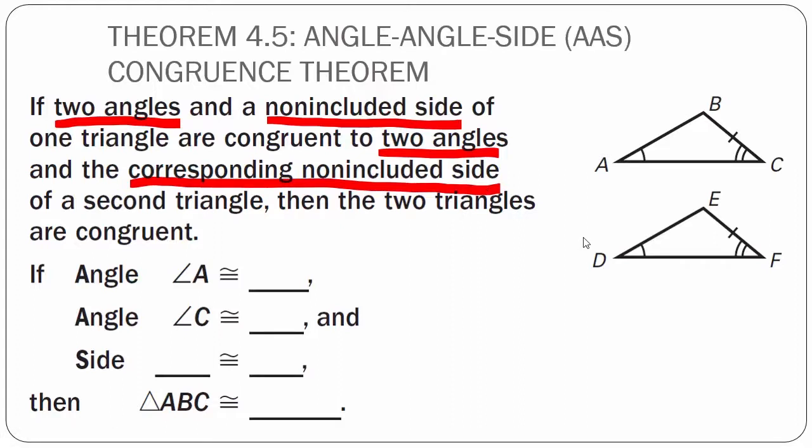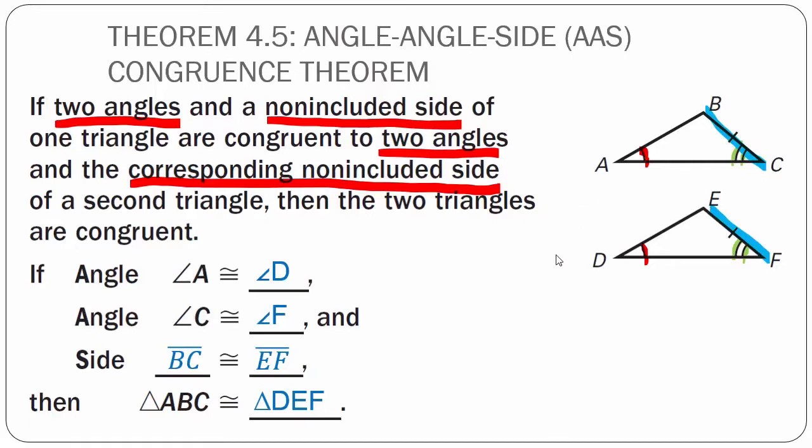In our case over here, if angle A is congruent to angle D, and we know they're congruent because they both have one arc, and angle C, which has two arcs, is congruent to angle F, which also has two arcs, and line segment BC is congruent to line segment EF. Notice that they are in the same position over here, so they're corresponding sides. Then triangle ABC is congruent to triangle DEF using the angle, angle, side congruence theorem.